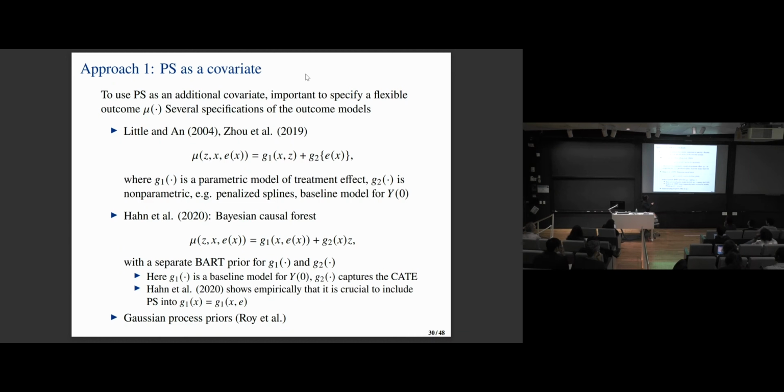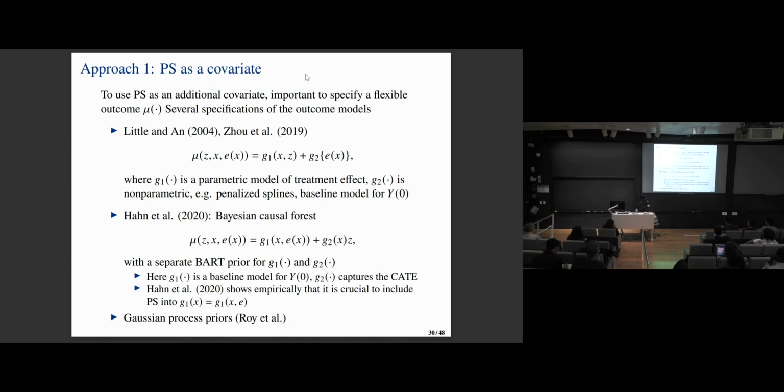And as I already mentioned, the Hahn et al. paper has the Bayesian causal forest. Remember, a few pages before, I said their idea was to separate the outcome model into the baseline model and the heterogeneous treatment effect model. But after many numerical examples, they realized that if you want to do this really well, it's a good idea to put the propensity score in the baseline model. They find that, similar to Zigler's discovery, putting the propensity score in one part of the model, in this case the complicated baseline model, improves the estimation much, much better. So it's crucial to include the propensity score in this baseline part of the model.